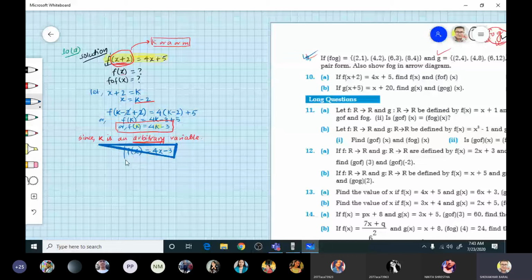I'm sorry. F of x equals 4x minus 3. This is the function f of x. Okay, this is our solution of the first part. Therefore, f of x is equal to 4x minus 3. We got the solution of the first part.